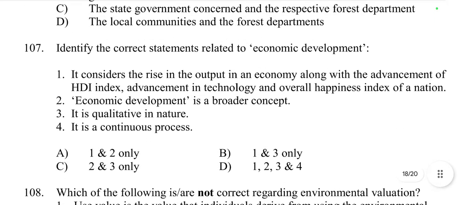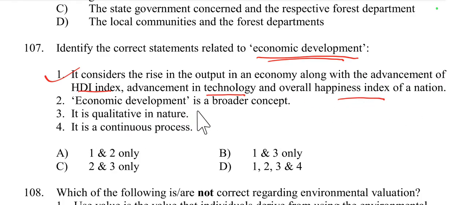Then come to question number 107. Identify the correct statements related to economic development. First one is, it considers the rise in the output in an economy along with the advancement of HDI index, advancement in technology and overall happiness index of a nation. So economic development means all-round development, all-round growth. So overall development is called economic development. So statement 1 is correct.